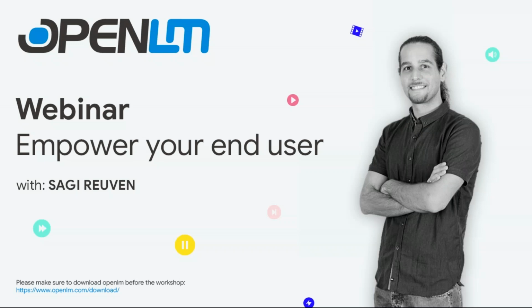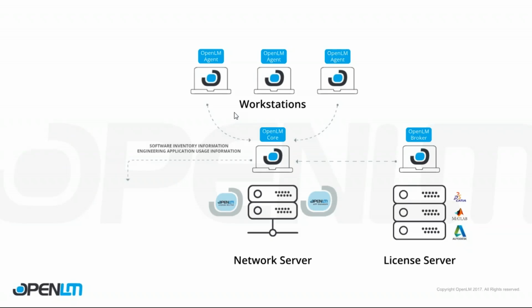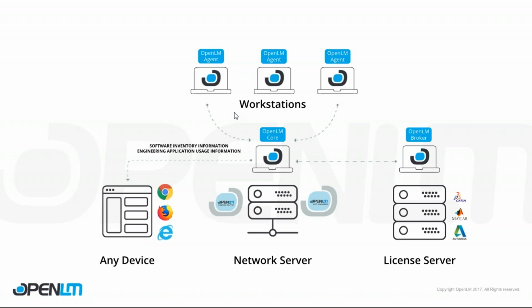Now we'll see how to empower your end users in your organization. What does that mean, empower them? Well, basically it means that when they need a license, they'll be able to get it, but it can also keep them in check. Today we will go over all the agent capabilities. We'll see all the capabilities of the OpenLM agent which come with the base product, and we'll also take a look at all the extensions that the OpenLM agent enables.